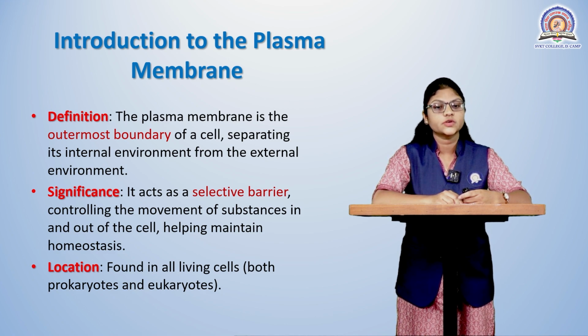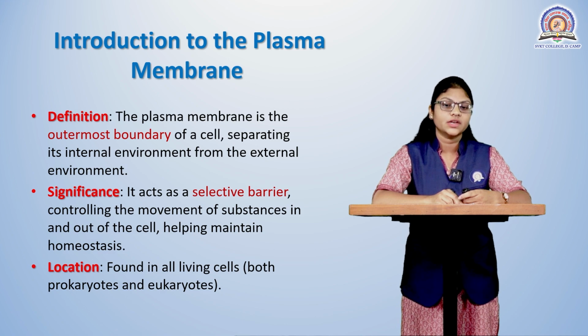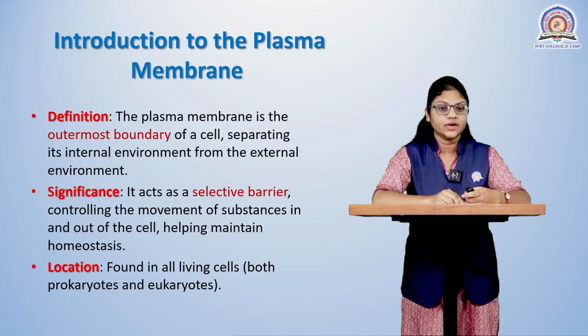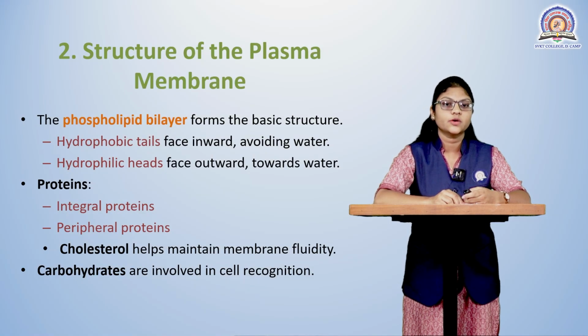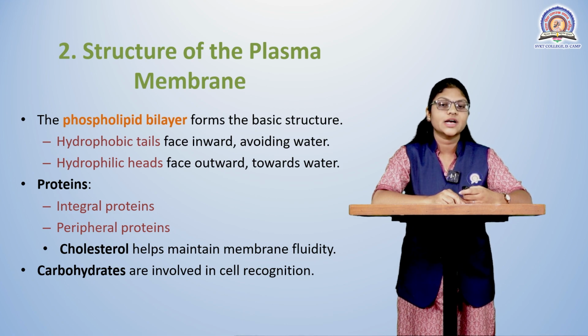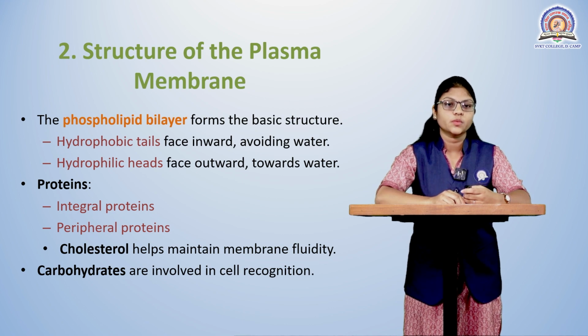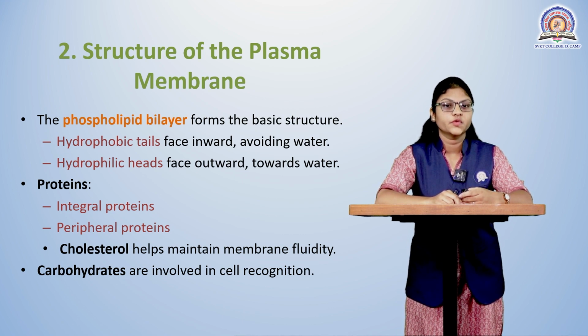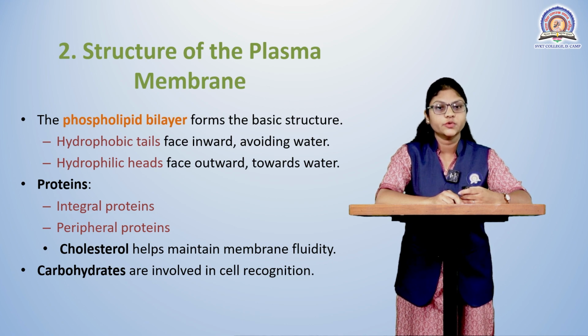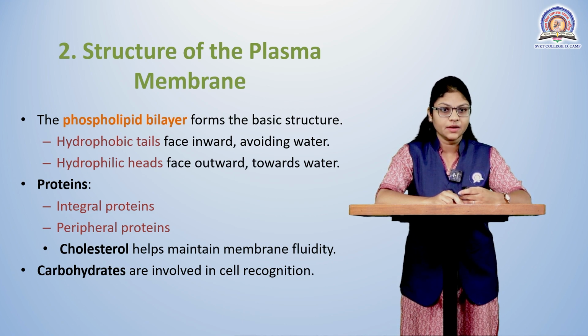Then, its location: it is found in all living cells, from simple unicellular prokaryotes to multicellular and complex bodied eukaryotes. Okay, now let us discuss the structure of the plasma membrane. The plasma membrane is made up of different constituents. One of the main constituents is the phospholipid bilayer, which forms the basic structure and gives the proper shape to the plasma membrane.